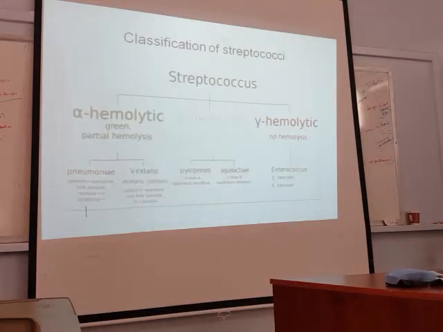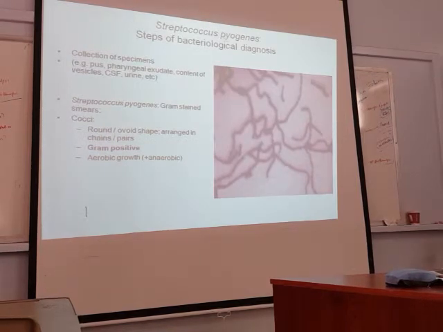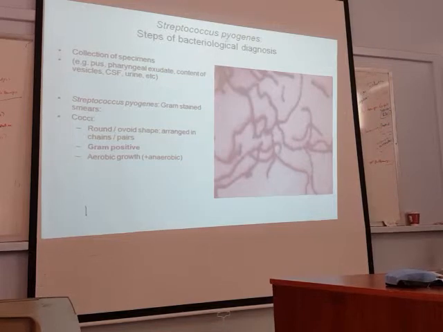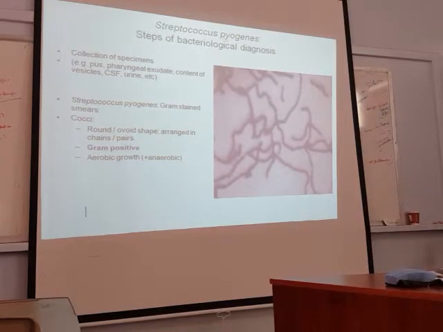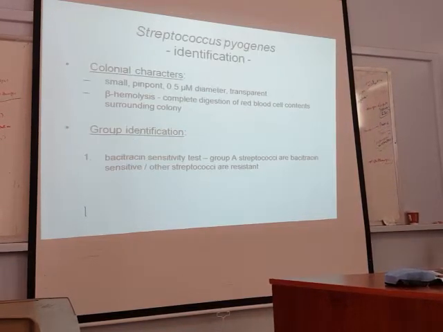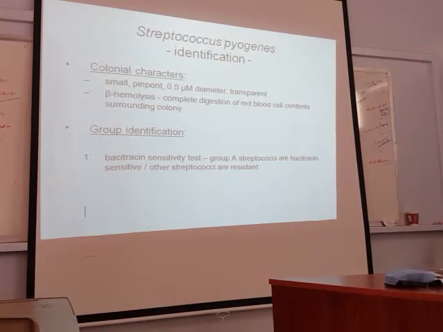So we will talk first about Streptococcus pyogenes, group A streptococcus. When you see Streptococcus pyogenes, you find it round, in the form of chains. This is a gram-positive bacteria. On the blood agar, you see small, pinpoint, transparent colonies called beta hemolysis, the complete digestion of red blood cell contents surrounding the colony.